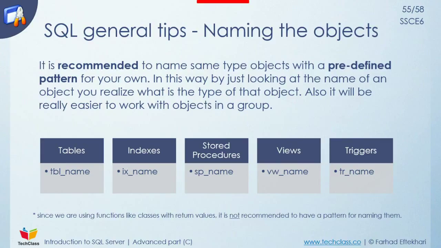And in the end, here are some general tips that I would like to mention. Try to have some innovative naming pattern for your objects, so that you can understand just by looking at your object names what kind of object they are. For instance, if you have tables, indexes, stored procedures, views, or triggers, and you have this kind of pattern for your object names, then you don't really need to open those objects to see what their purpose is. By just looking at their names, you can understand that.